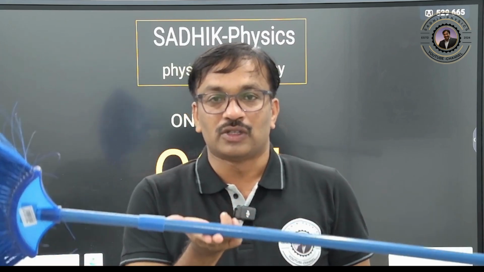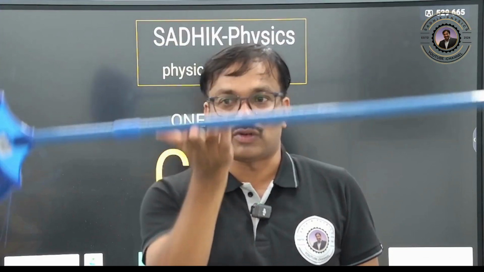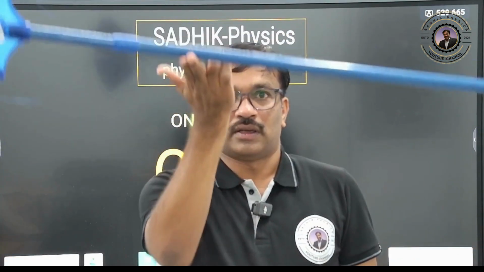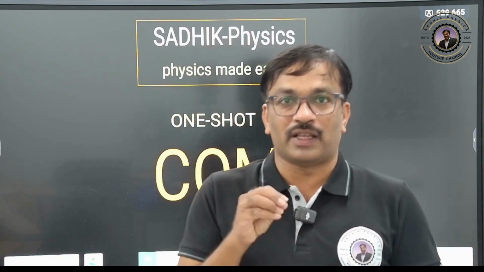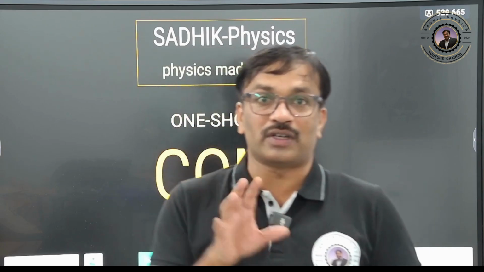Suppose I take here, this is your balancing point. Here I am applying the force, therefore it is going right like this. You understand? So this point we call the center of mass. Center of mass means the point where we need to apply the force so that the object will undergo pure translatory motion. Not rotational motion, pure translatory motion.